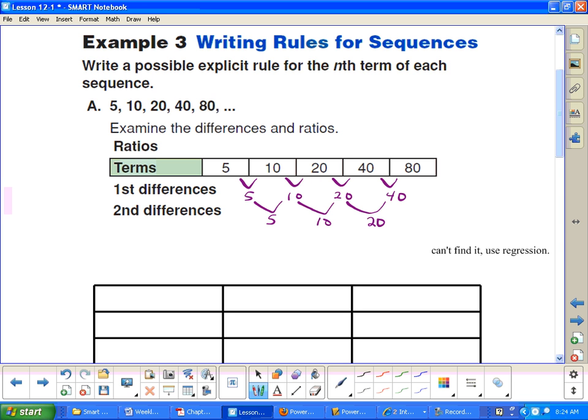So then we should try ratios. So we divide 80 by 40, and we get 2. 40 by 20, we get 2. 20 by 10, we get 2. And 10 divided by 5 is 2 also. So that means that this is an exponential function.